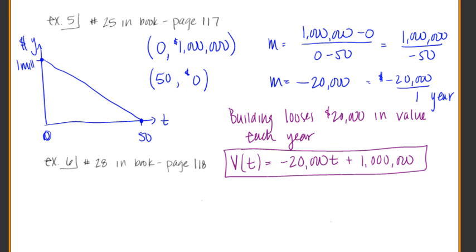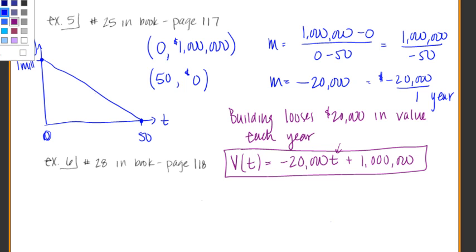Let's check it out real quick. Let's try our points. When t was 0, when the building was brand new, it wipes that whole front term out and you get 1 million. That makes sense because when t was 0, it was $1 million. However, if I put 50 in, 50 times negative 20,000 is negative 1 million. So negative 1 million plus 1 million would give you a value of 0, which describes the x-intercept.